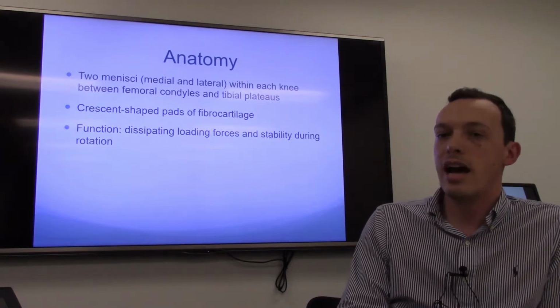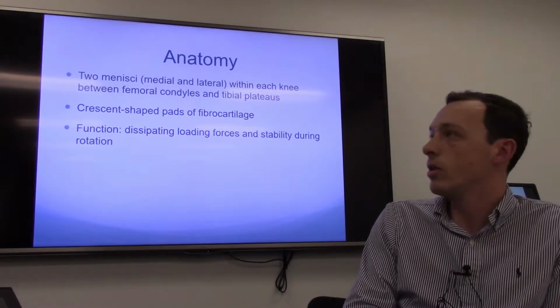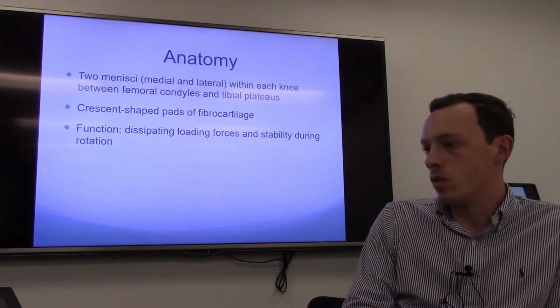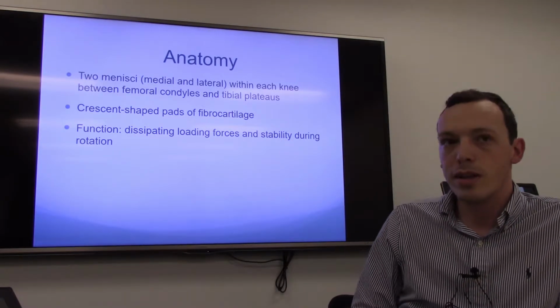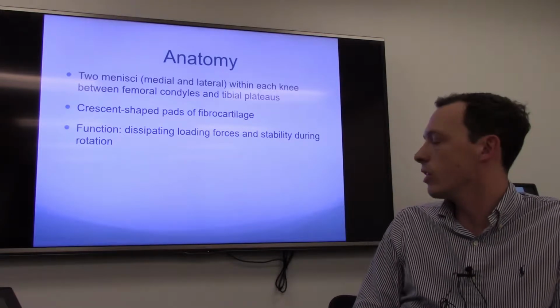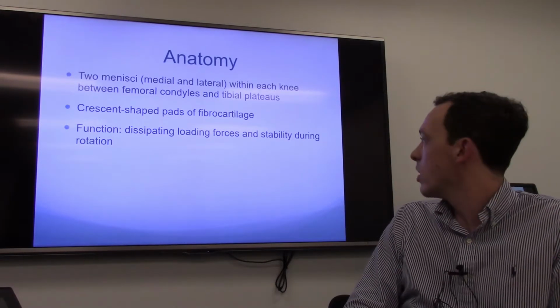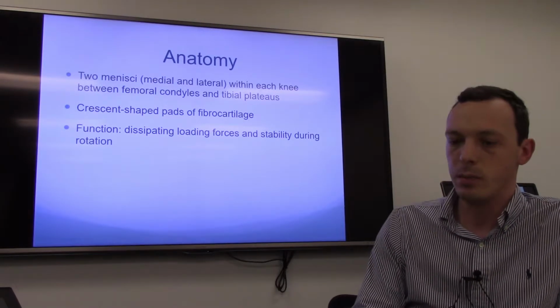So the anatomy review: there are two menisci in each knee, the medial and lateral. They're placed between the femoral condyles and tibial plateaus. They're crescent-shaped and made of fibrocartilage, and their function is to dissipate the loading forces, so axial loading or twisting forces through the knee. They also give you some stability and rotation.